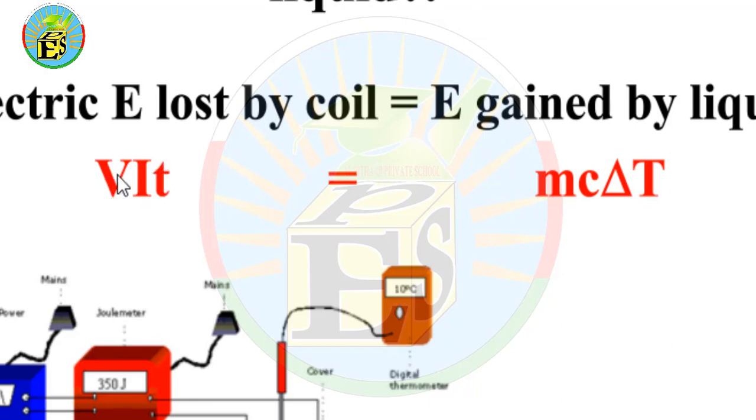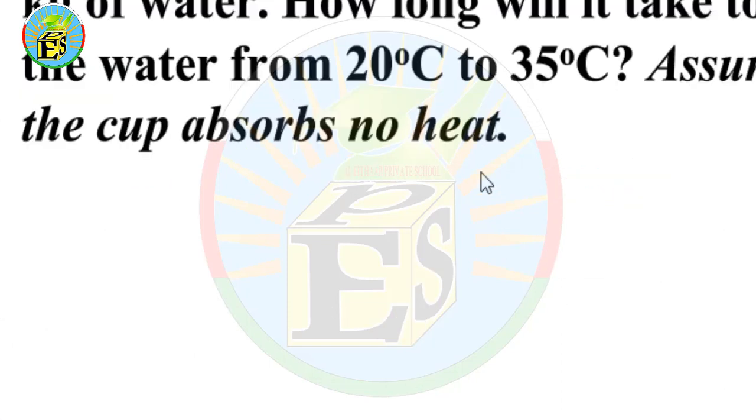In the formula VIT, we substitute V equals 6 and I equals 3; T is the unknown variable, so I will calculate it. We substitute M, which we know, C of water, which we know, and the difference, which we also know. Substituting M, C and ΔT and V, I, we can calculate T, which equals 2442 seconds, or 41 minutes.